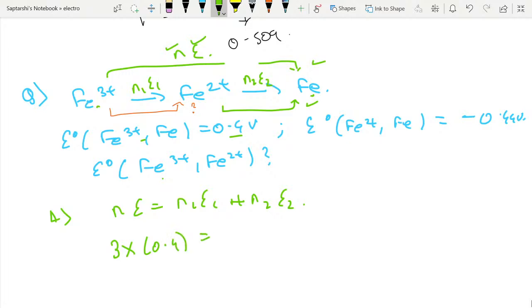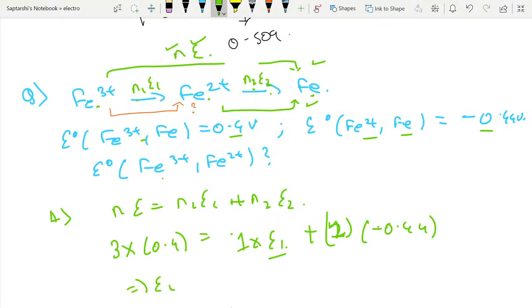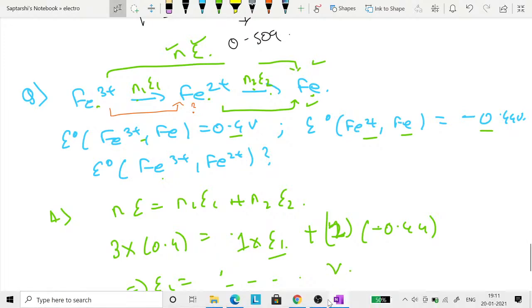For n2E2, how many electrons do we need? We need one electron only. And what is the EMF for Fe2+ to Fe? It is minus 0.44. We don't know Fe3+ to Fe2+, but we know only one electron will be needed. So it's 1 into E1. We have only one variable, all others are constants. You can easily find it out via mathematics. And that will be in volts, because other things are also in volts. So that is how you do it.